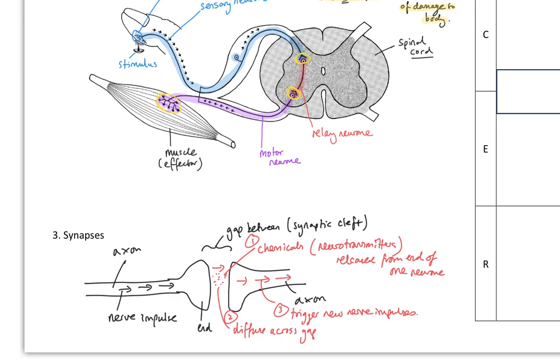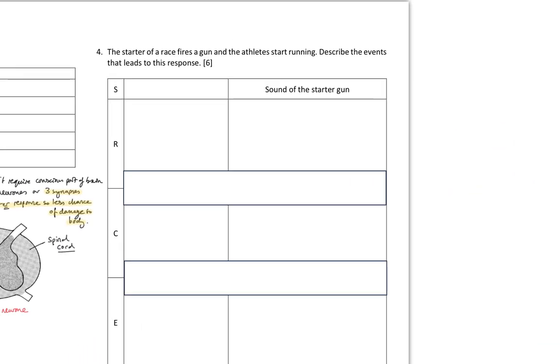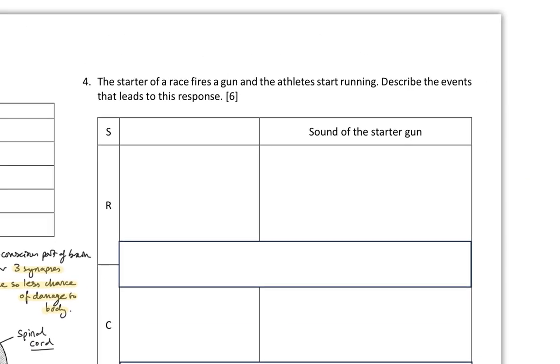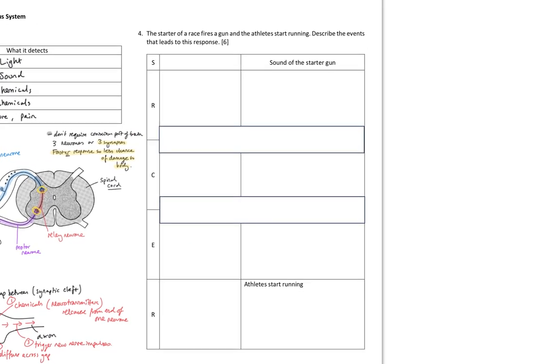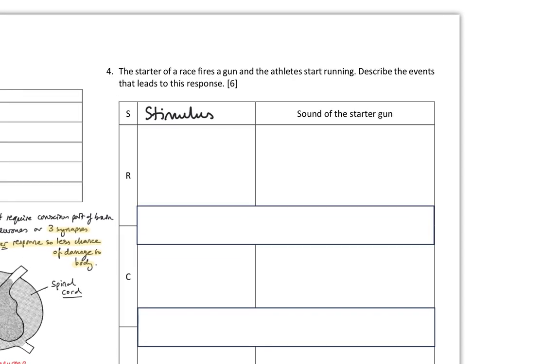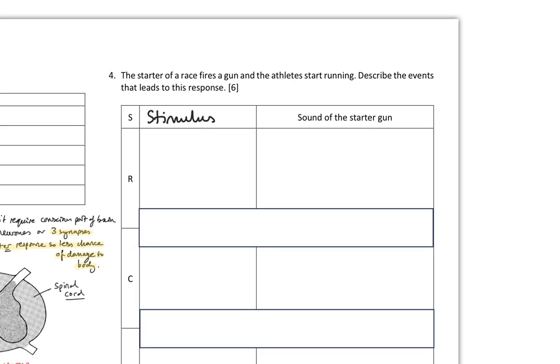So let's have a look at the response. Just going for a simple scenario. At the start of a race, a gun is fired, and the athletes start running. Describe the events that lead to this response. I always learn these by SICR. They're always going to start by giving you a stimulus to talk about. So the first S stands for stimulus. The stimulus, they've told us in the question, is the starter's gun being fired. So the stimulus is the sound of the starter gun.